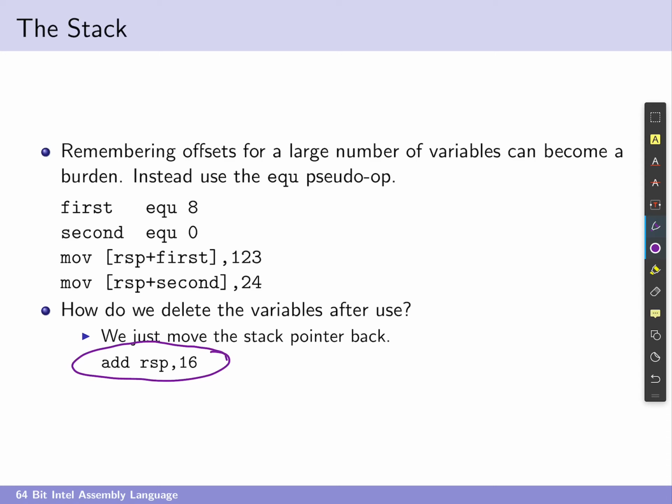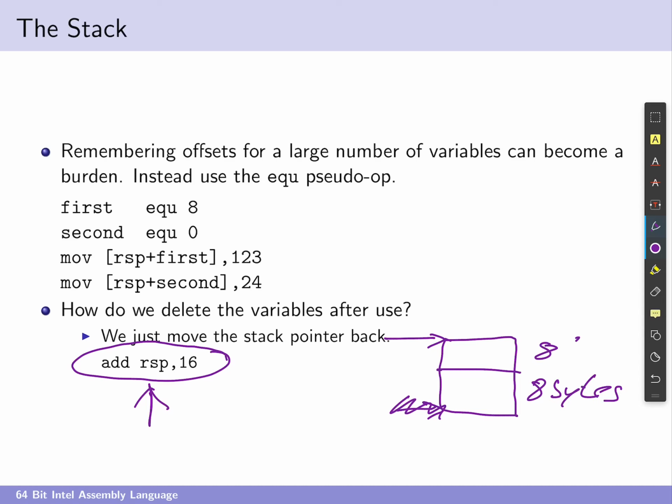Now again, this delete is a kind of symbolic delete, because what has happened is, say this was my 2 stack-based variables. When I executed this add, I moved the stack pointer such that it now points over here. So assume each of these chunks is 8 bytes.